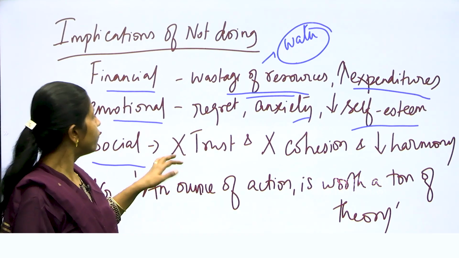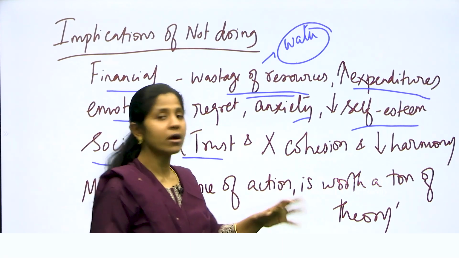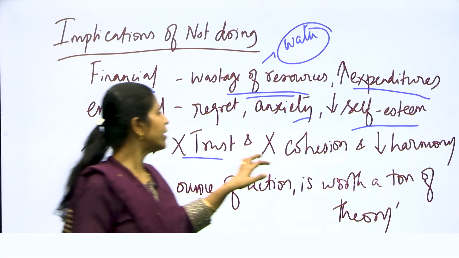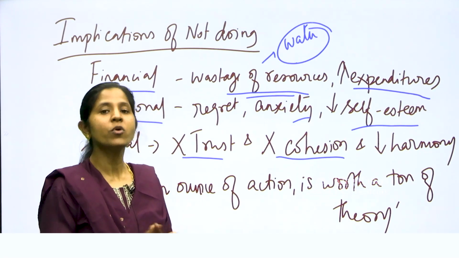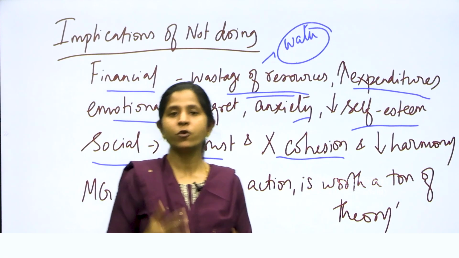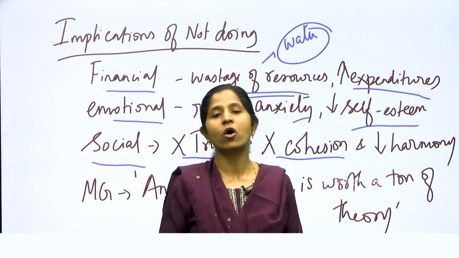Like a government, when they are not doing anything, it will create a loss of trust. And if there is a communal conflict, if the police is not doing anything, it will create a disruption of communal harmony, social cohesion. It will affect the social cohesion. They have to do something about this communal rage. Otherwise, there will be lots of problems. There will be a lot of losses.